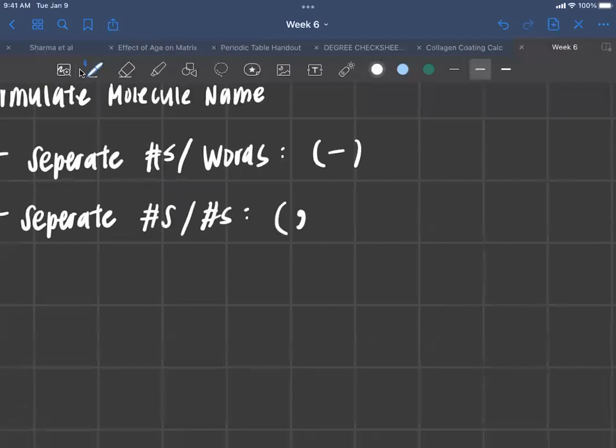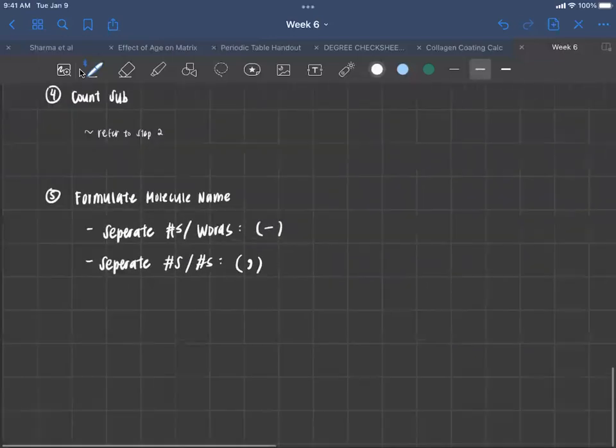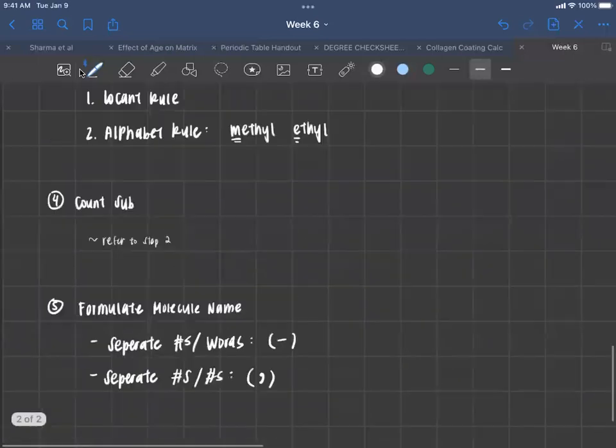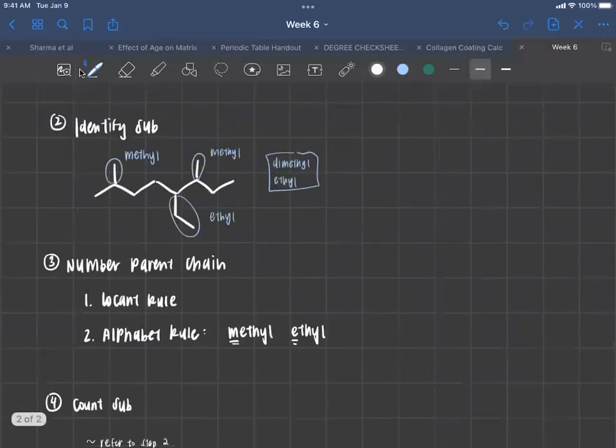And again, we use commas for those. And then we arrange our substituents in alphabetical order, and then we just slap on the name of our parent chain. So let's do an example using the same molecule that we've been doing.